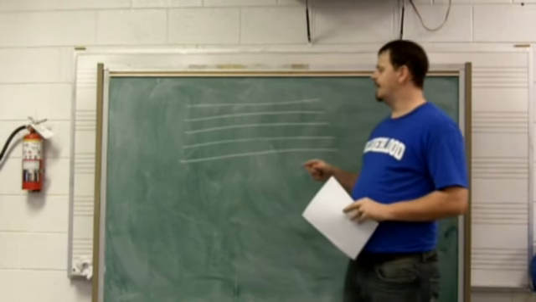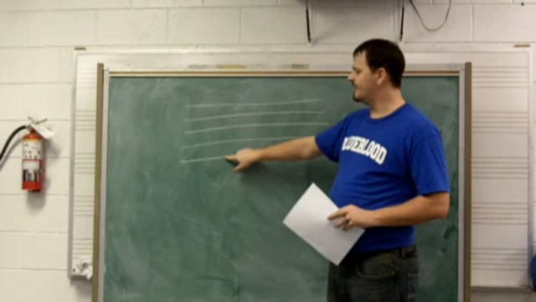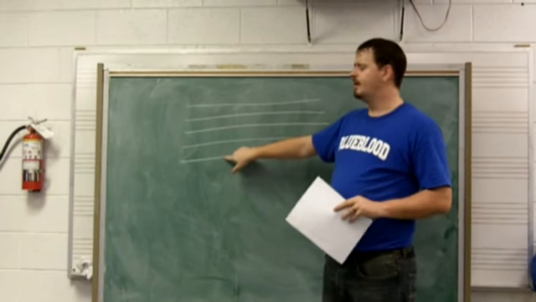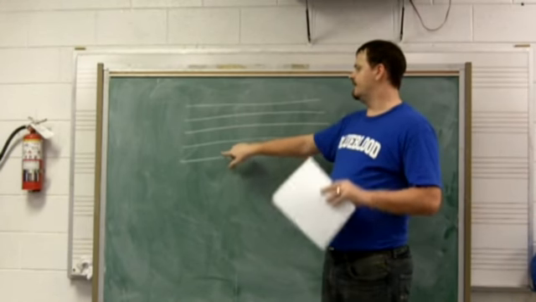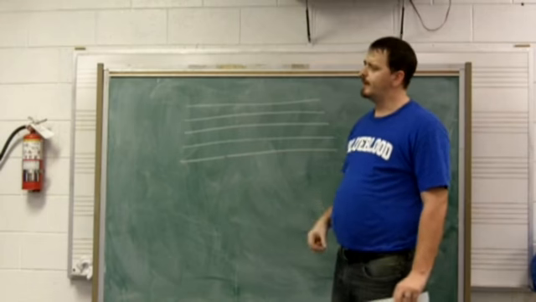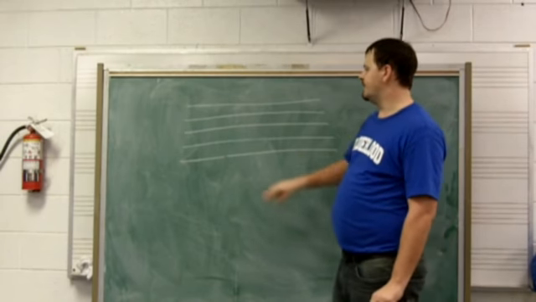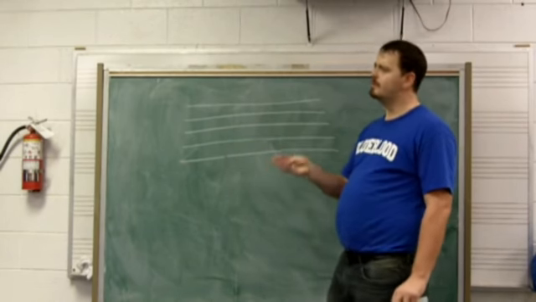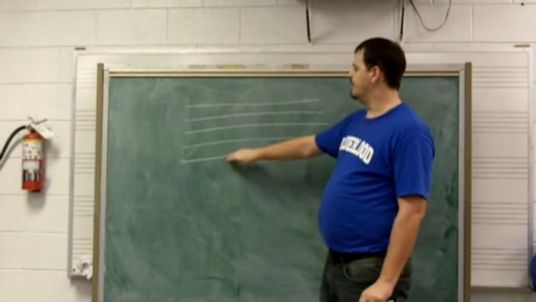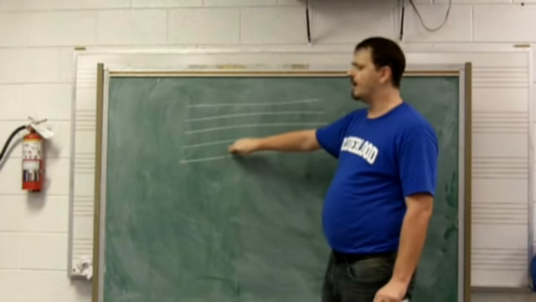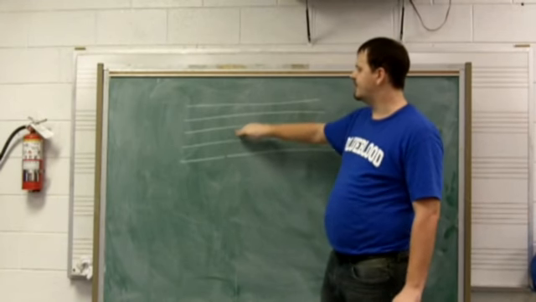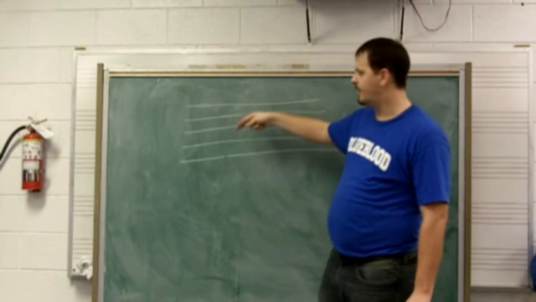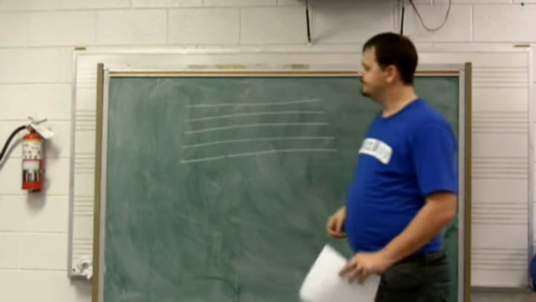For instance, right here in treble clef would signify that this is an E. So if you know where E is on the piano, this would be one of the ones kind of near the middle. And as you keep going up, the pitch keeps getting higher and higher.